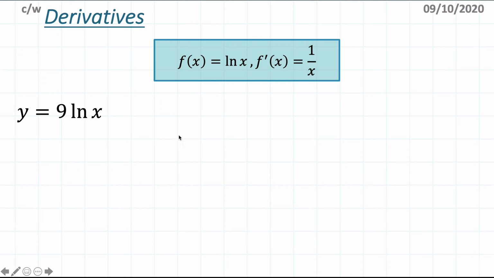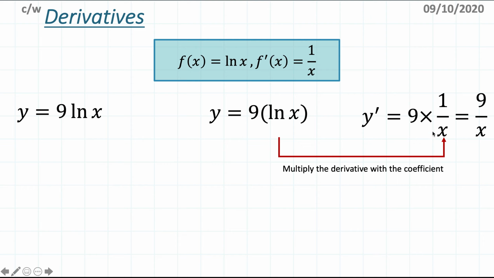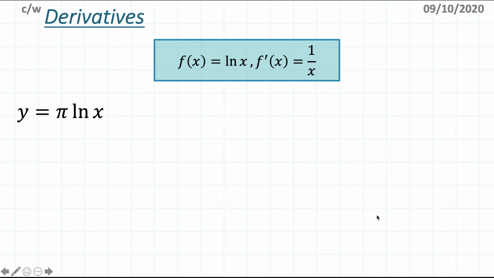If I have 9 ln of x, what I can do is split the coefficient from the function ln of x, and I'm just going to derive the ln of x, because the 9 can just multiply with the derivative of what's inside. That's one of the rules of derivatives, which makes derivatives easy. You don't have to deal with the 9. You can just look at the ln of x, keep the 9 on the side, and multiply it by the answer. So y prime is going to be 9 times the derivative of ln of x. The derivative of ln of x is 1 over x, and then I can just simplify it to 9 over x. Let's look at another example.